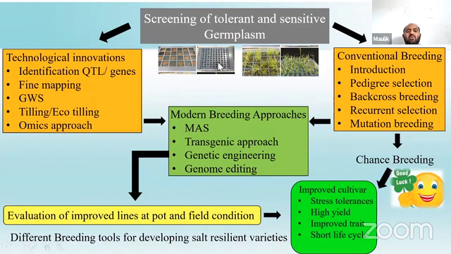And then with all these approaches, after that comes evaluation of improved lines in pot or field condition, and finally an improved cultivar which is salt tolerant, high yielding, with improved traits and a short life cycle. See, in stress breeding, mostly varieties are 90 or 100 days, not more than this, because a short life cycle variety is helpful in stress condition. Okay.